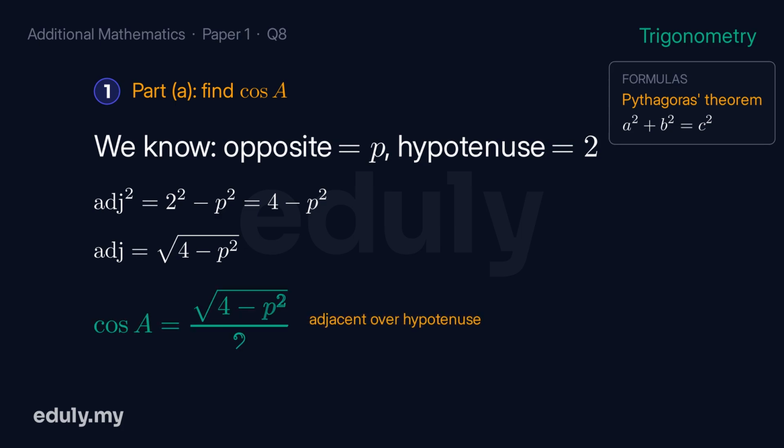Cosine is adjacent over hypotenuse. Root of 4 minus p squared, all over 2.